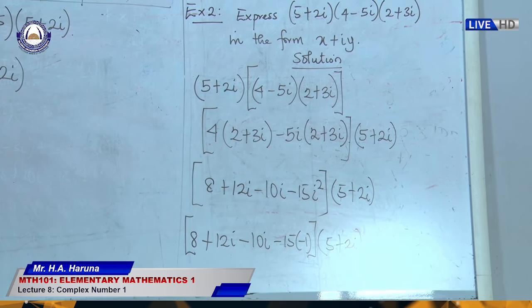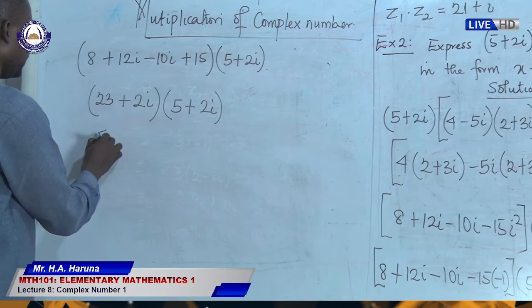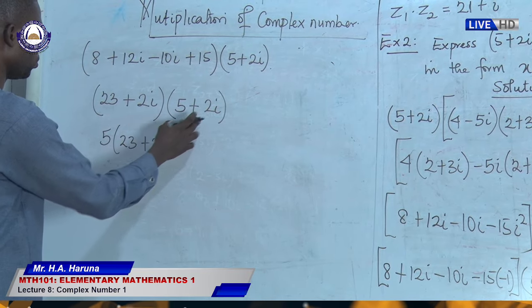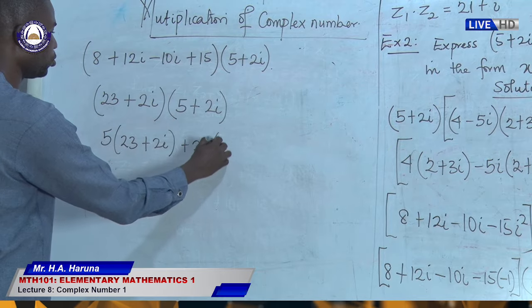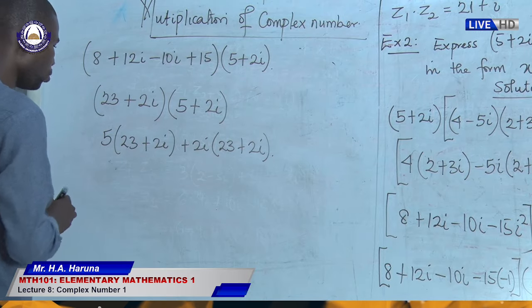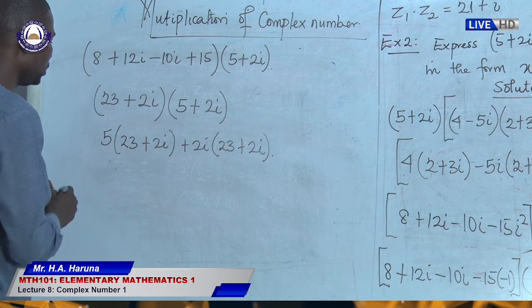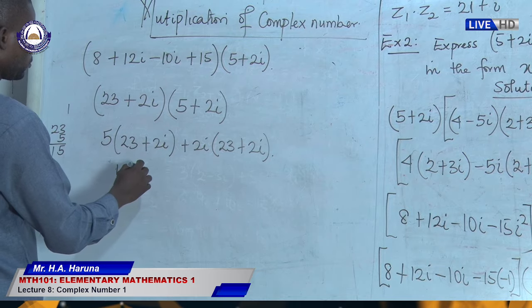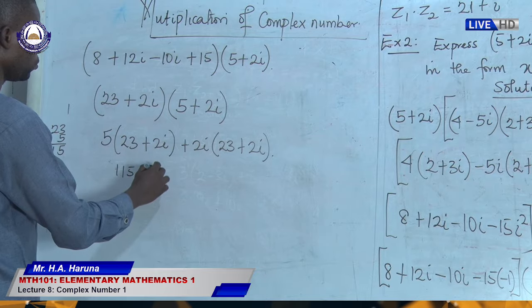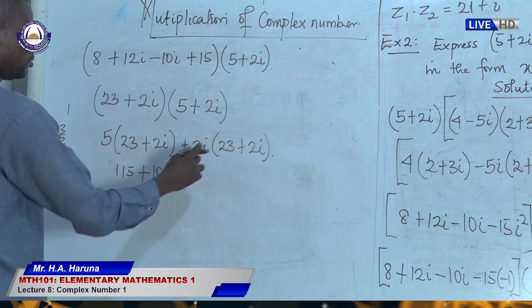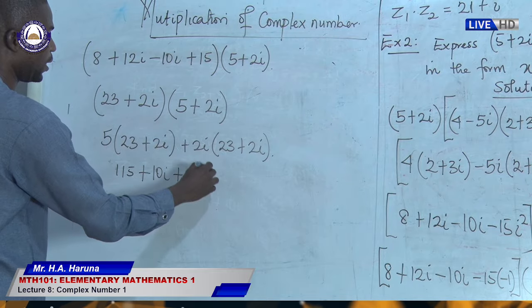Now, if you want to proceed from here, we distribute again. So you have 5 into 23 plus 2i. And also, you can say plus 2i into 23 plus 2i. So 5 times 23 gives me 115. Plus 5 times 2, 10i. Then 2i by 23, that is 46. So we say plus 46i.